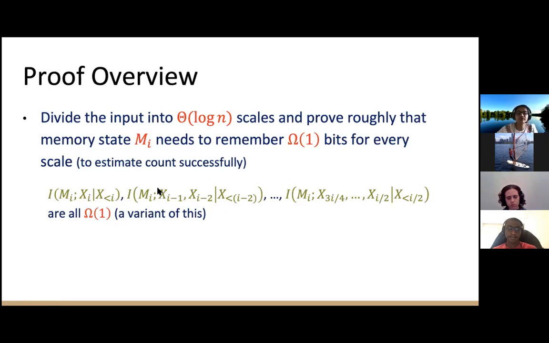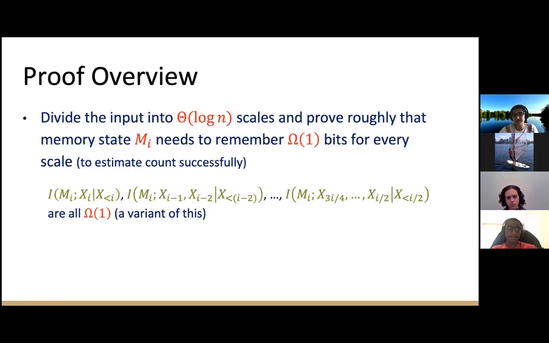And then you want to prove that for all these log i scales, the mutual information between mi and that scale is omega 1. To get an intuition of why we would want such a statement: if mi is keeping count of the sum of xi, then such a statement is true.